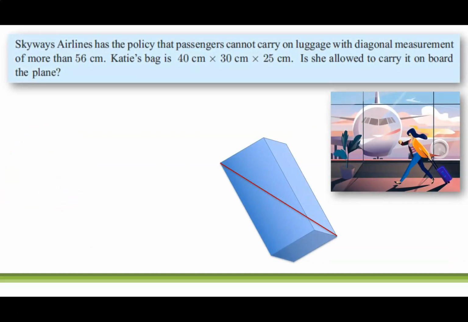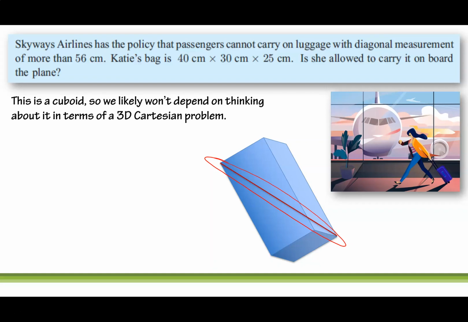Applications. Skyways Airlines has a policy that passengers cannot carry luggage with a diagonal measurement more than 56. So this line here, if you were to try to imagine getting the longest straight line possible inside your bag, it can't exceed 56 centimeters. So Katie's bag, here comes Katie very confidently walking through the hangar. Her bag is 40 by 30 by 25, and we want to know whether or not that length is going to be allowed or not.